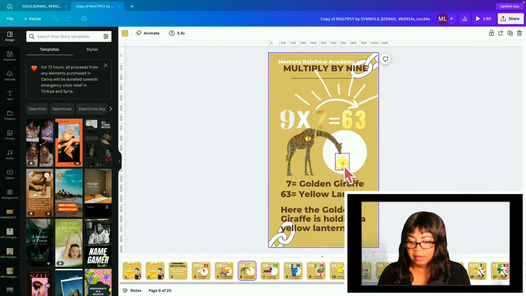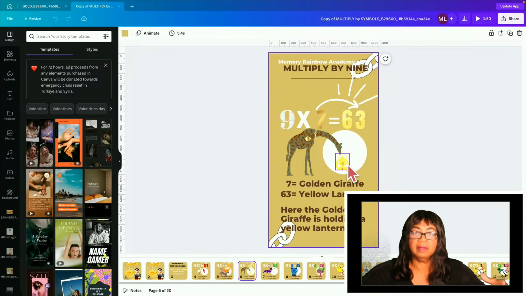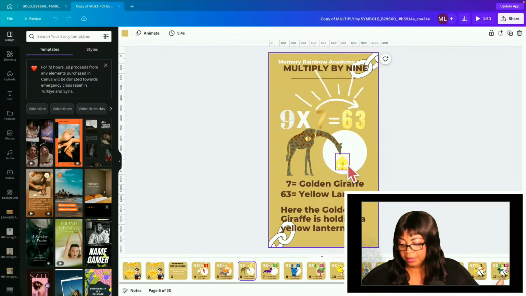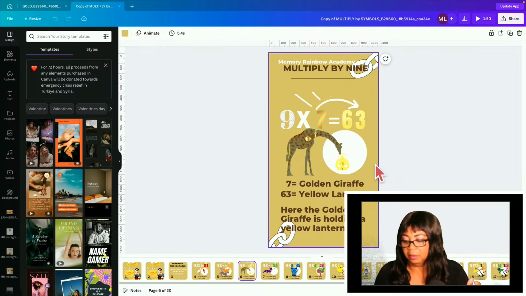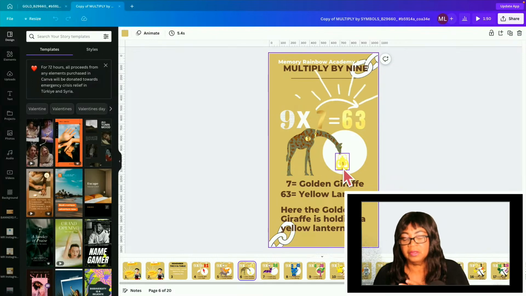So here you see the giraffe, and it's got the lantern. Now the 60 series has to do with lanterns from red all the way to white, and number 60 would be black because it ends in 0. So this is 63. So you've got the golden giraffe holding a yellow lantern, right? So that's going to be 9 times 7, and that's going to be 63.